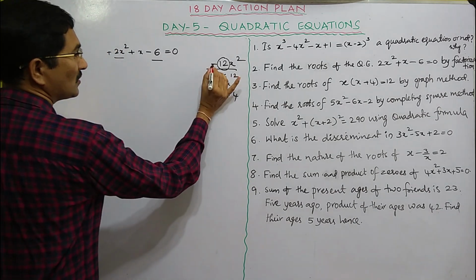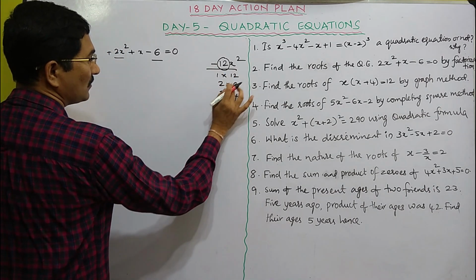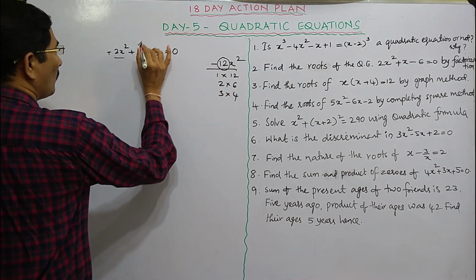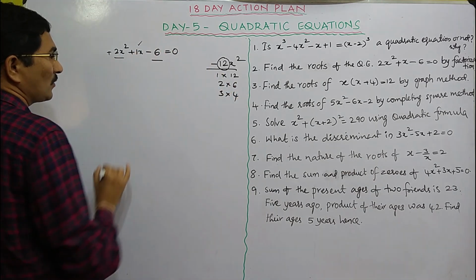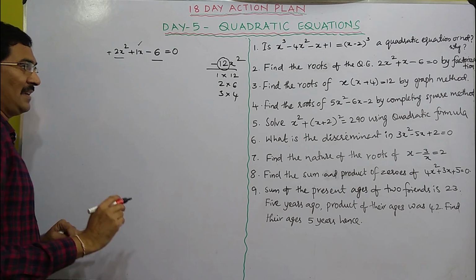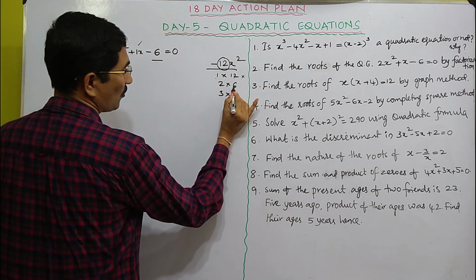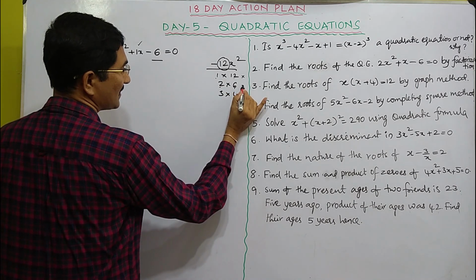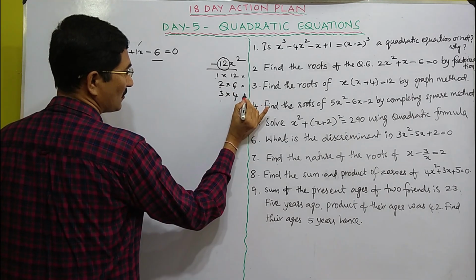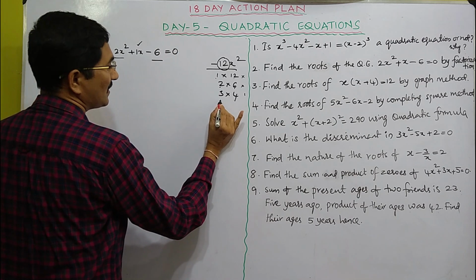Now what should you do? You should subtract one from the other of these pair so as to get the middle term. What is the middle term? 1. Its coefficient is 1. So let us see. Now 12 minus 1 is 11, doesn't satisfy us. 6 minus 2 is 4, doesn't satisfy. 4 minus 3 is 1, so it satisfies. So this is the pair we want.